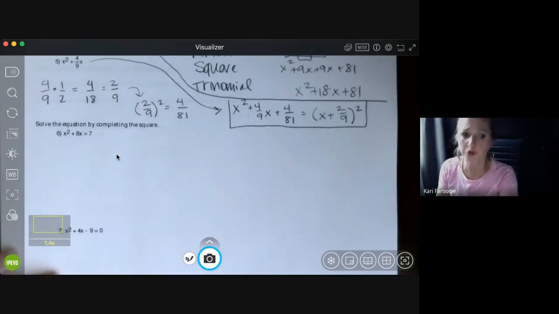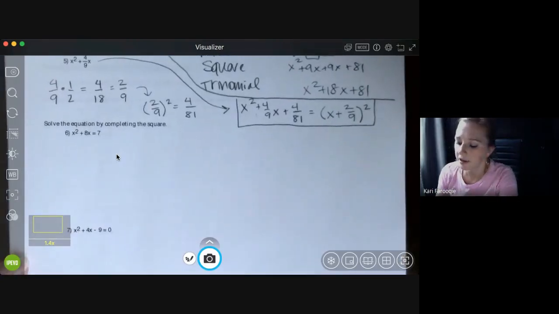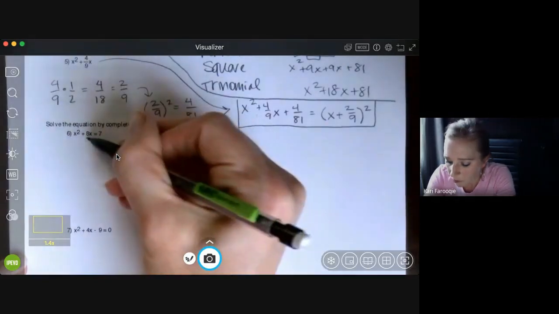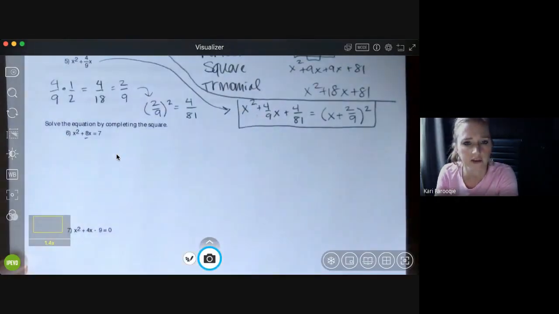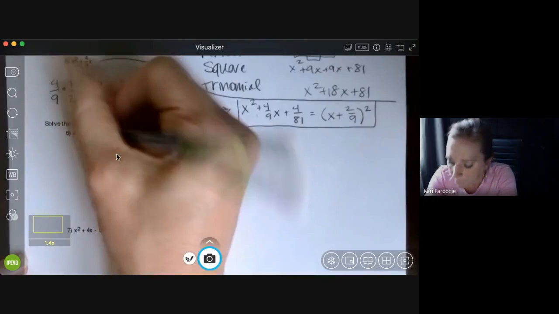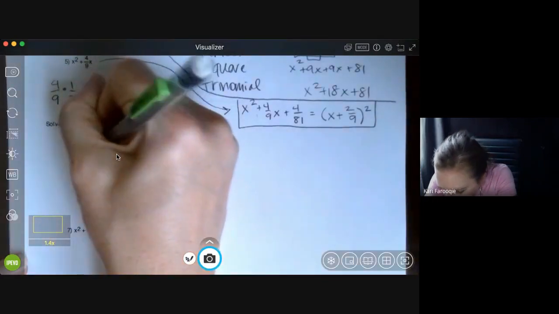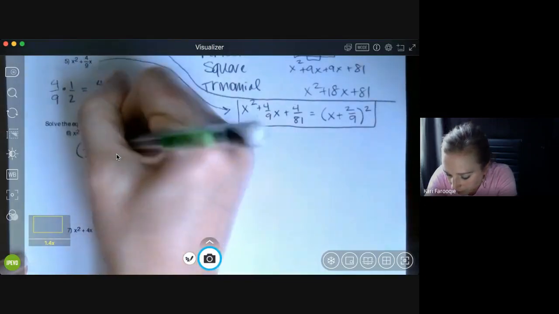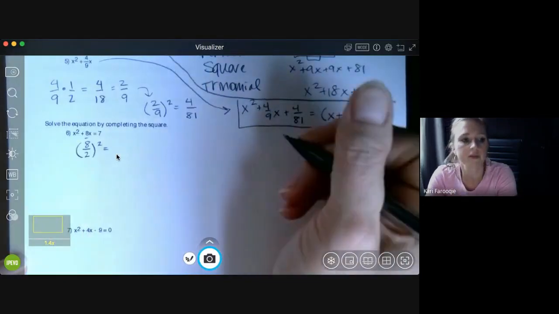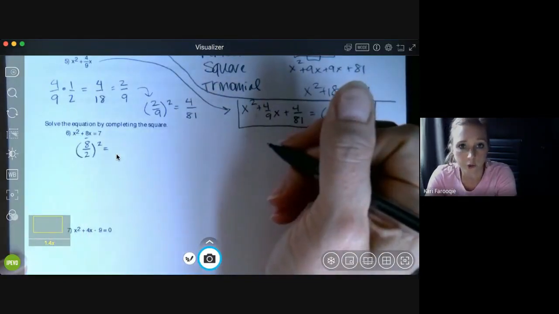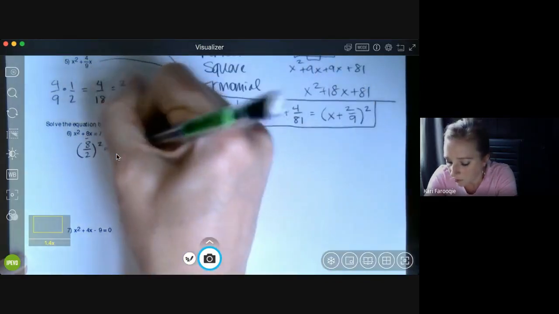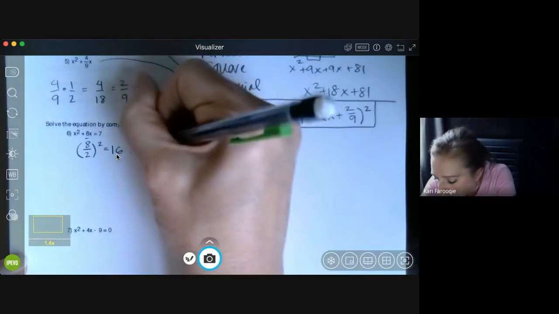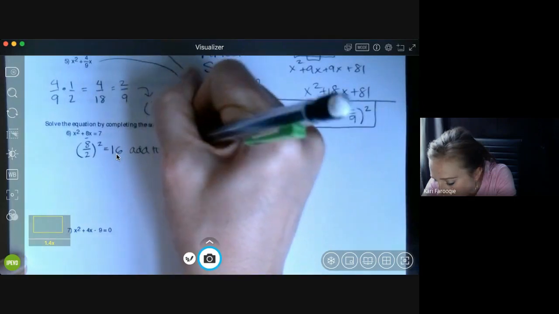So let's first create our perfect square trinomial. In order to do that, we're going to take half of the coefficient of x, and we're going to square it. So we're going to take half of 8, or you can take 8 and divide it by 2, and square it. 8 divided by 2 is 4. 4 squared is 16. And this is what we're going to add to both sides.